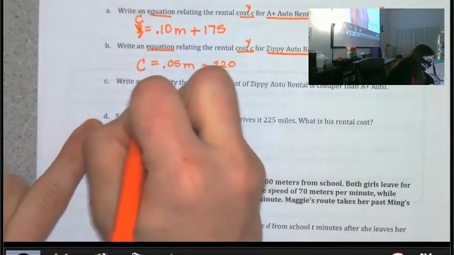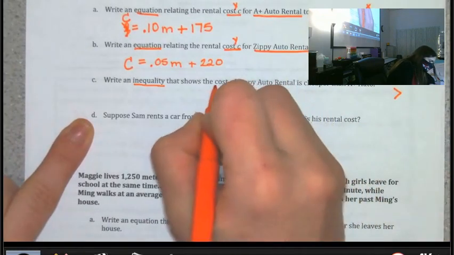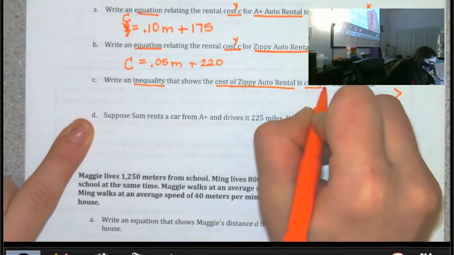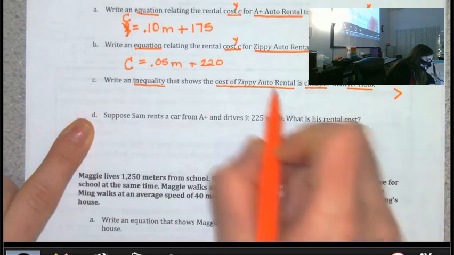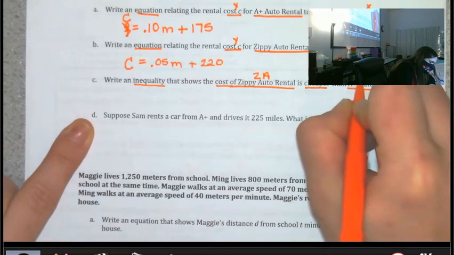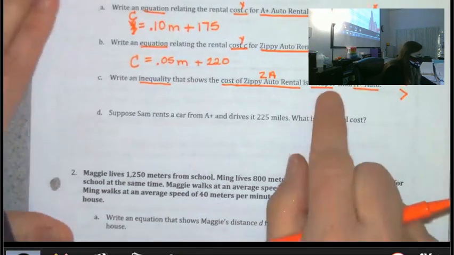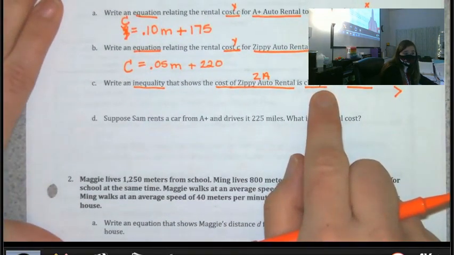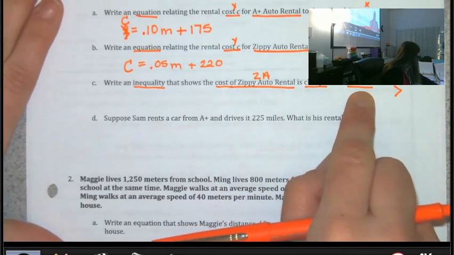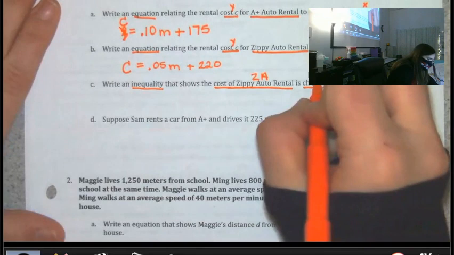All right, now we're going to write an inequality. So we're going to use less than or greater than to show the cost of Zippy Auto Rental to be cheaper than A Plus rental. So I want to know when ZA is going to be smaller than AA. Okay, so who does the alligator need to eat? Which way does it need to open up to show that Zippy is smaller, so it's cheaper than A Plus Auto? It needs to open up towards what? A Plus Auto, right? So it needs to go like this.